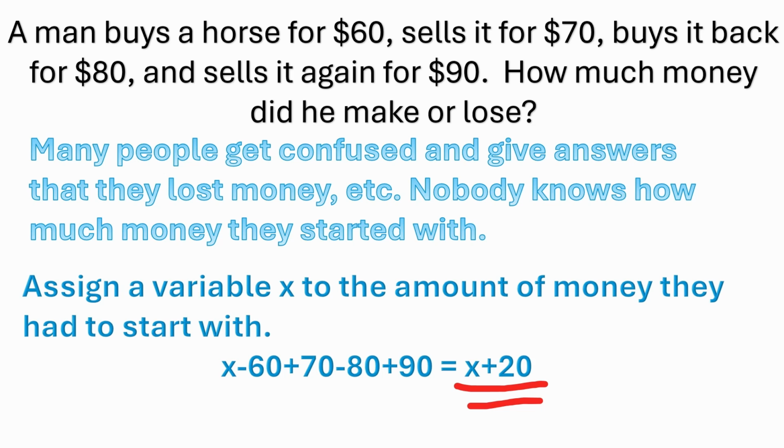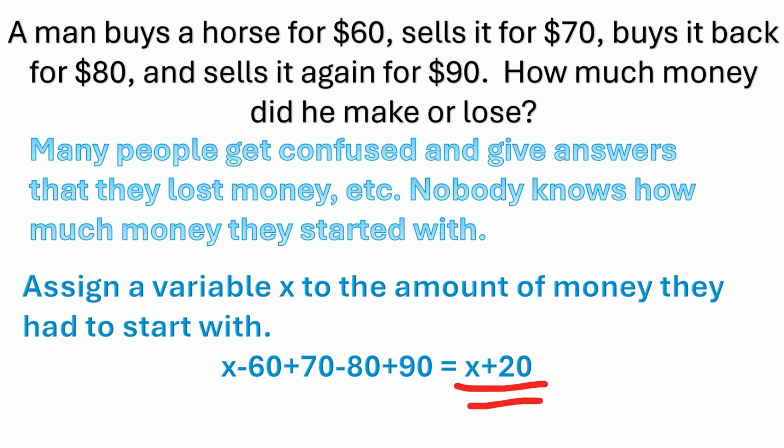Take 500 minus 60, add 70, subtract 80, add 90. Guess what? You're going to have 520 as your result. You can pretend he had $1,000 to start with. You're going to end up with $1,020. If this person was really wealthy and had $1 million, after they went through this, they're going to have $1 million plus $20. So again, the amount of money this person started with is irrelevant.